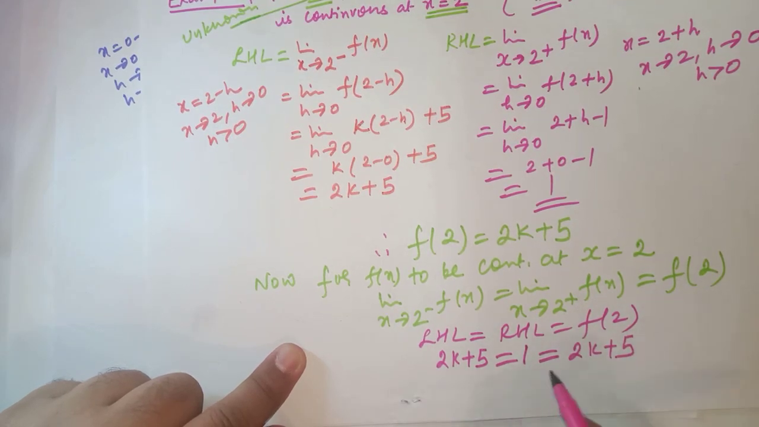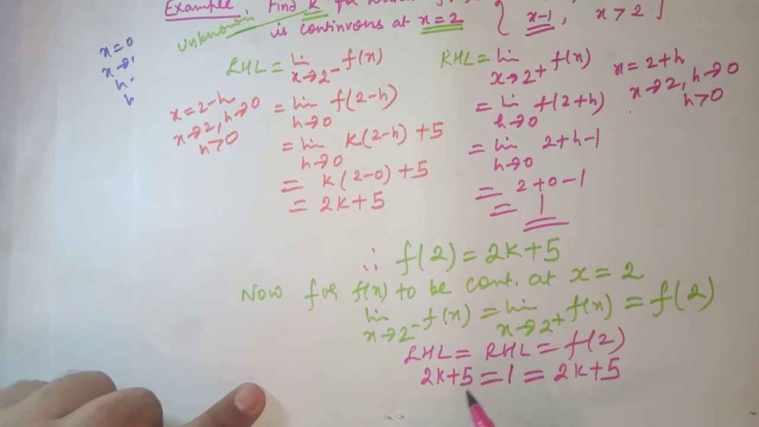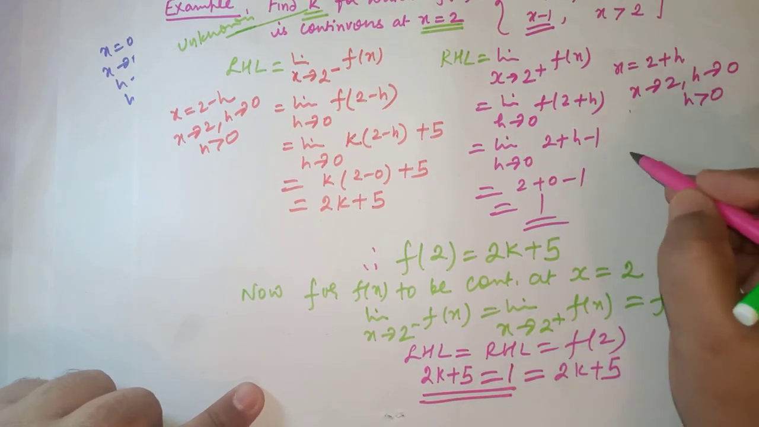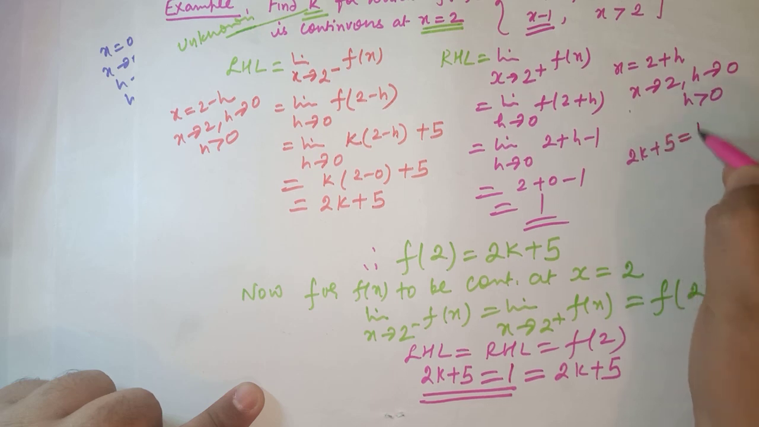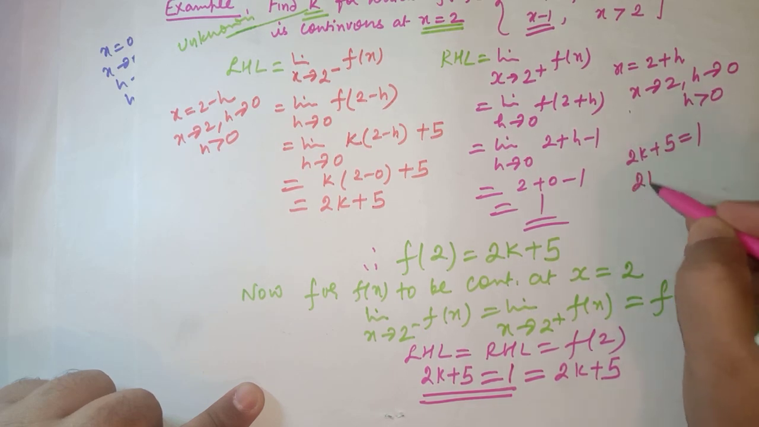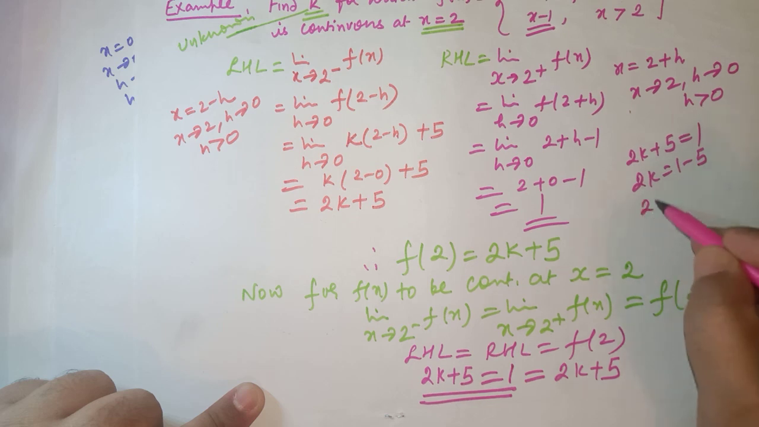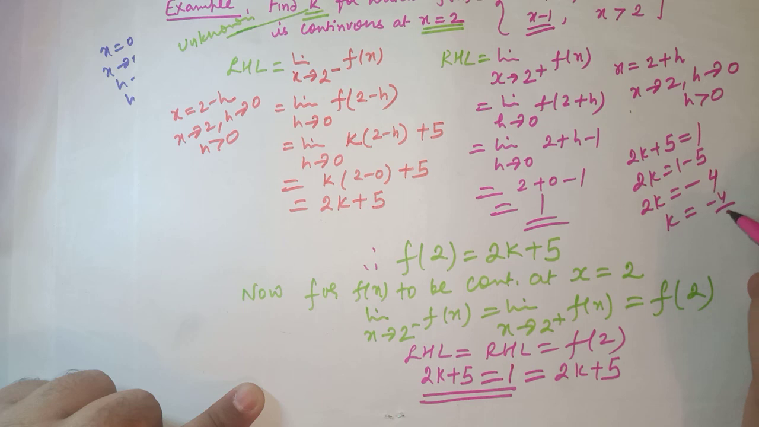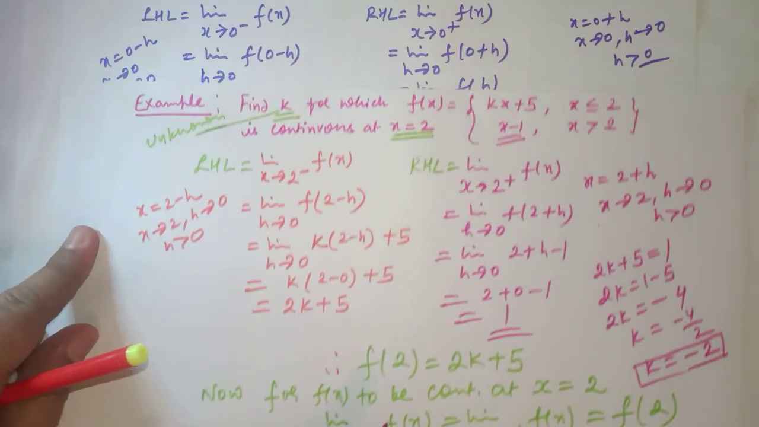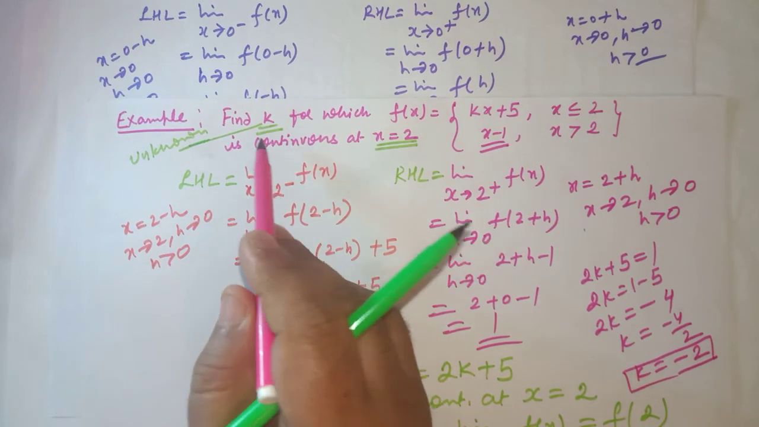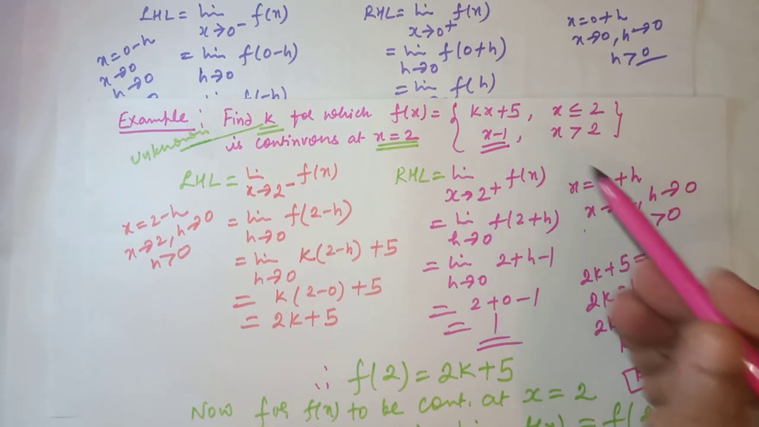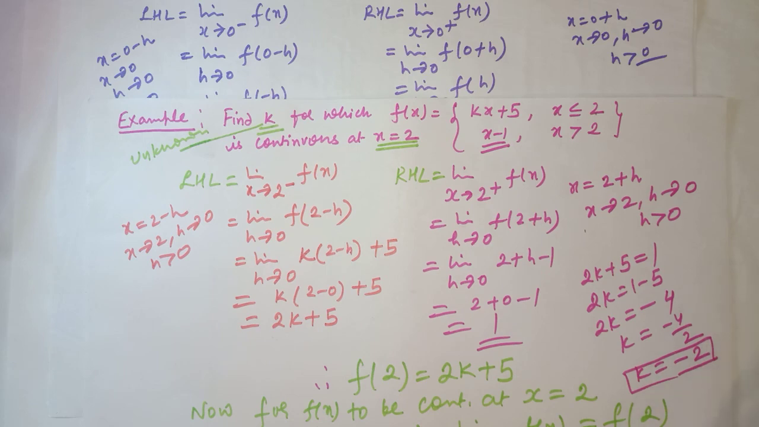Now we'll take this equation, that is 2k plus 5 is equal to 1. So 2k is equal to 1 minus 5. So 2k is minus 4, k is minus 4 over 2. So k is minus 2. So this is the required value of k, which makes this function continuous. Clear? Thank you.